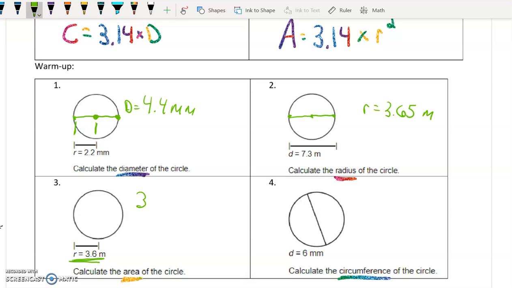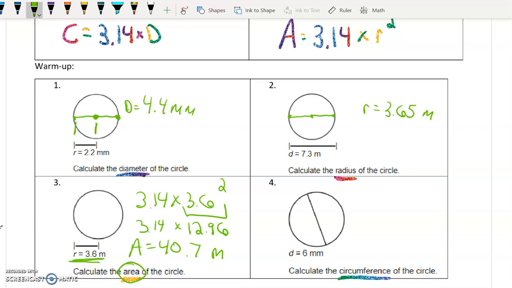Perfect. So I'm going to take 3.14 and multiply it by 3.6 squared. Please remember that we're doing the 3.6 first. So I do 3.6 squared, which should give me 12.96. And then I go ahead and times that by my 3.14 to get an area of 40.7, and you can round if you want. Don't forget your units. This is meters, and because it's area, it should be meters squared.